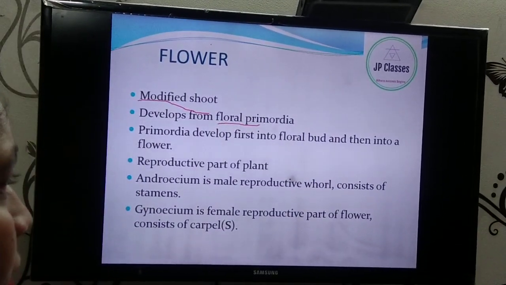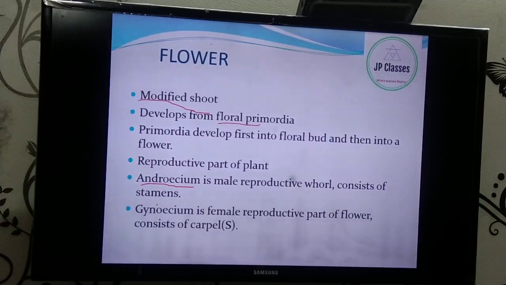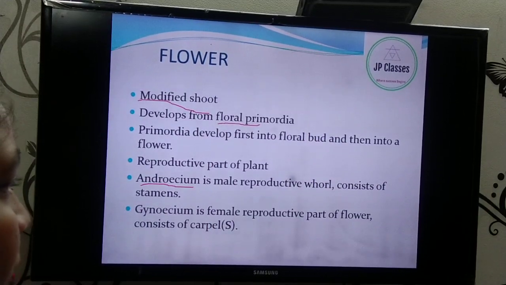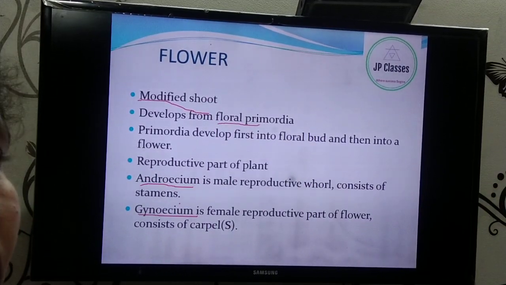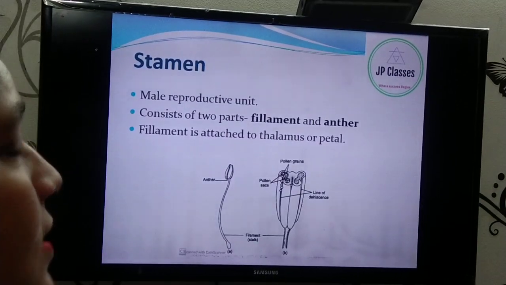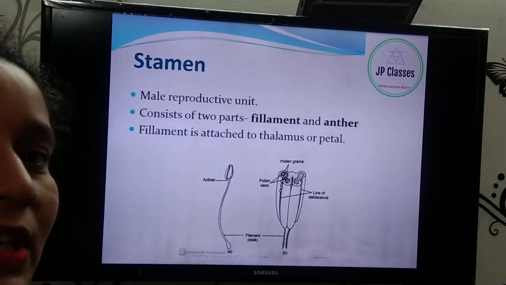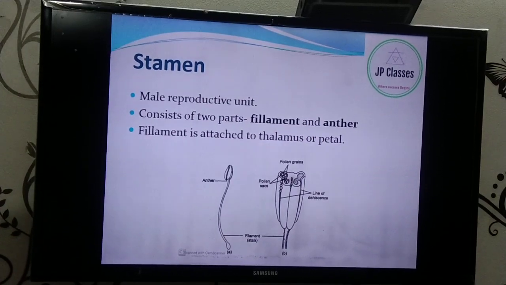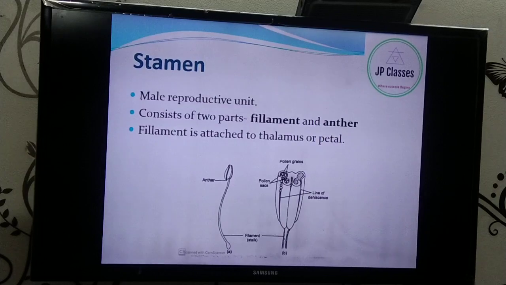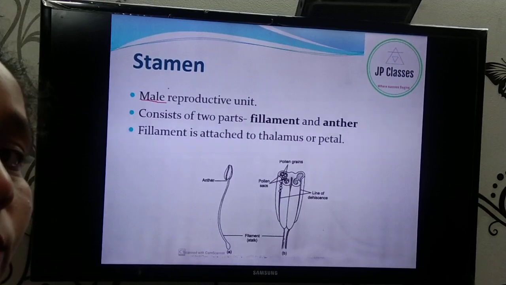Now next, it is a reproductive part of a plant. Androecium, I have already told you, is the male reproductive whorl which consists of the stamens, and gynoecium is the female reproductive part which comprises of the carpels. So, is it clear? Now, the next is what are stamens. Androecium comprises of a group of stamens, and stamen is the basic unit which comprises of two parts. So we can say that stamen is a male reproductive unit, because it comprises of the pollen grains which comprise of the two male gametes.